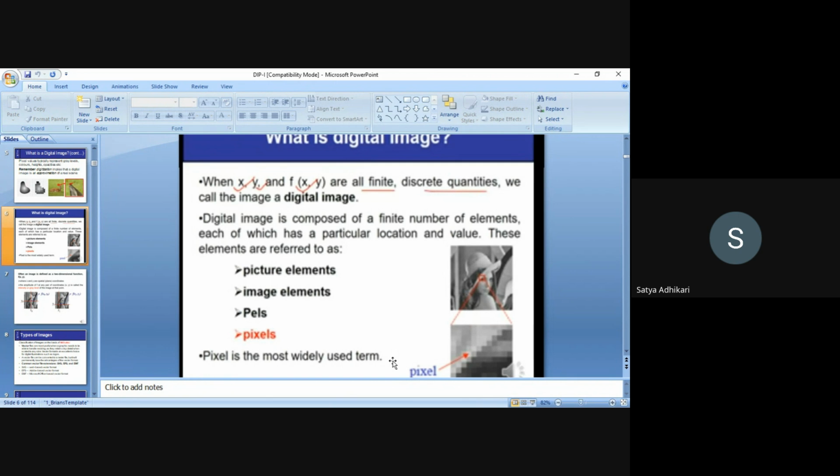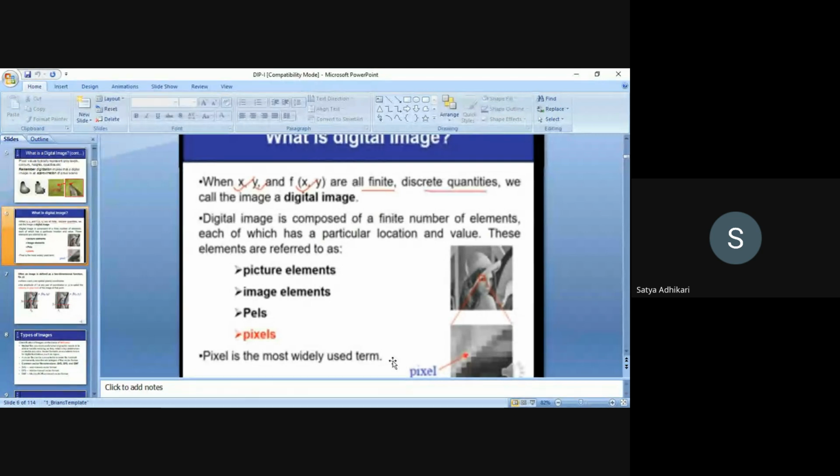Remember these two things. One is the location, which is represented by x, y. X is the value in the X coordinate, Y is the value in the Y coordinate. So this is the first thing, location. The second thing is f of xy. F of xy means the value at xy. The value of that pixel at the point xy is represented by f of xy.